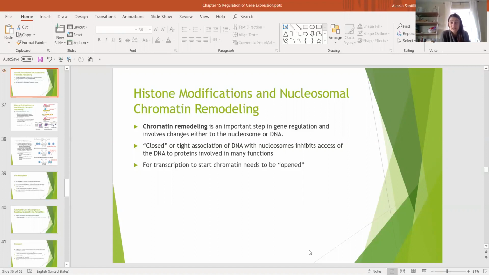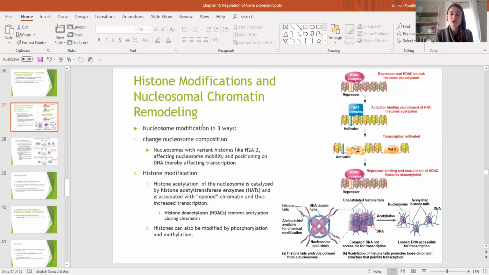So an example would be the X bar body in females, right? The X chromosome that we know is one of the X chromosomes is always going to be shut down in each cell. One of the things that it does is that it forms that heterochromatin tight structure so that the DNA literally becomes inaccessible to the proteins that are necessary for transcription and DNA replication. We can also modify the histones.